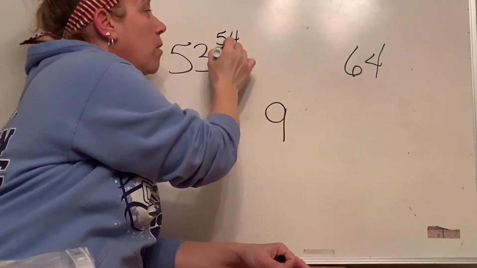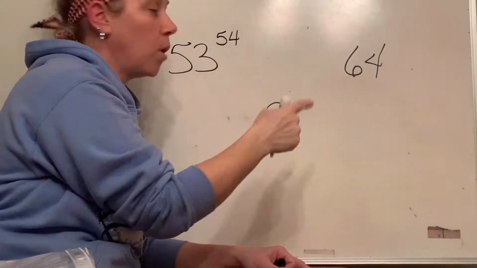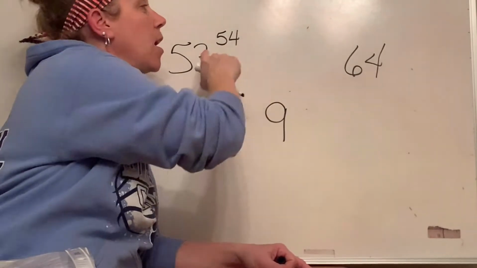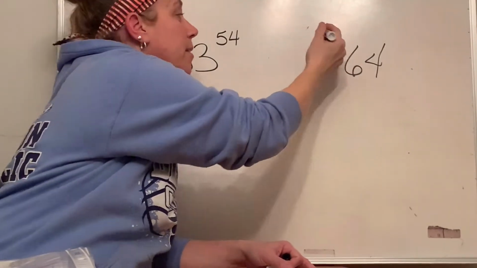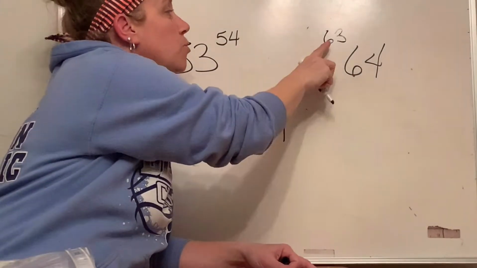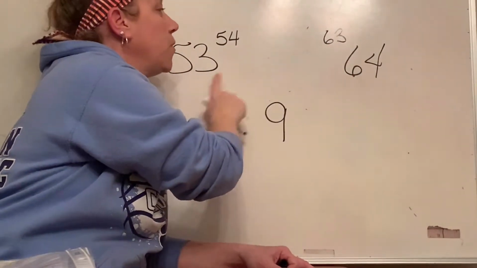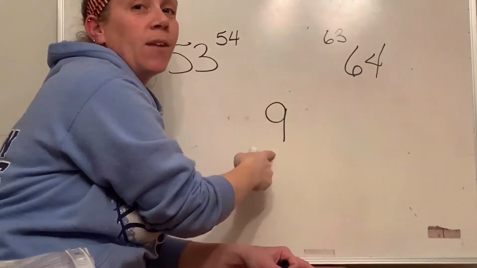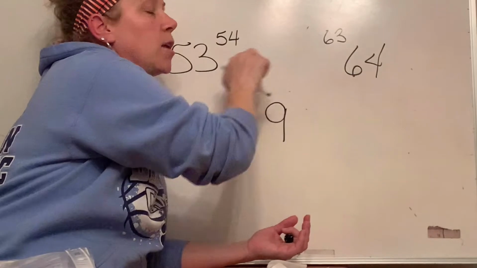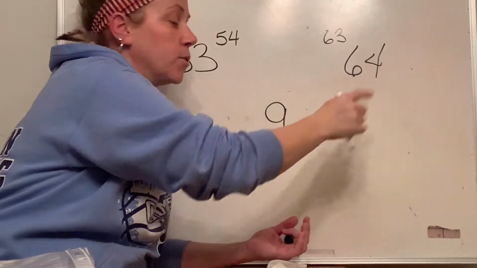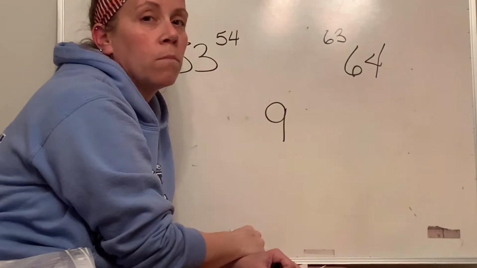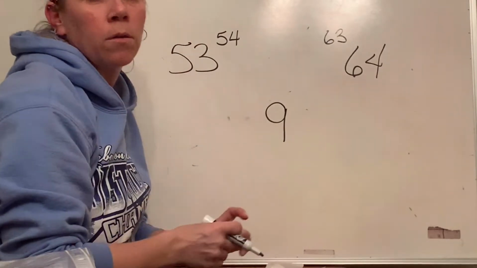54 would go here. That's one multiple of 9. So 54 has 9 as a factor. The next number that has 9 as a factor is 63. Right there. So those are your only two numbers between 53 and 64 that have 9 as a factor. If you look at those two numbers and you would list all of their factors, 9 is the greatest common factor for both of them. Okay, so that was that one.